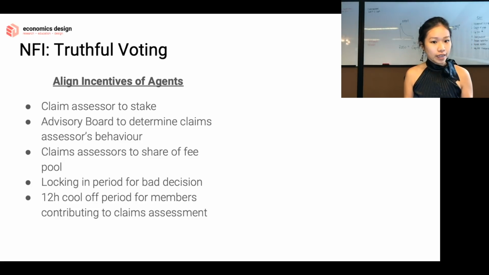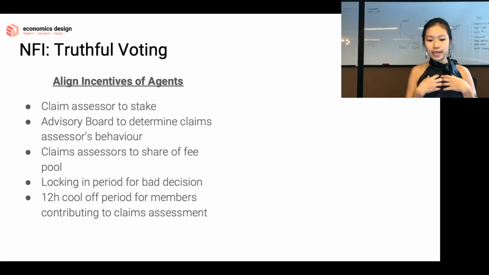If you behave badly, then your tokens will be locked up for a while, so you can't use the tokens, but you still have the tokens. It's like a punishment, to incentivize you to behave well. And if you behave fraudulently, so you are cheating, then your tokens will be burnt. And one other thing to align incentives is that there's a 12-hour cooling off period for claim assessors.